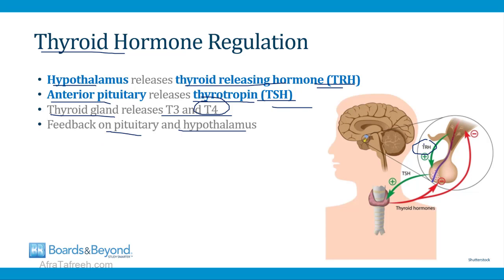This is TRH coming from the hypothalamus. It stimulates the pituitary to release TSH. That stimulates the release of thyroid hormones, which provide negative feedback to the pituitary gland and the hypothalamus.